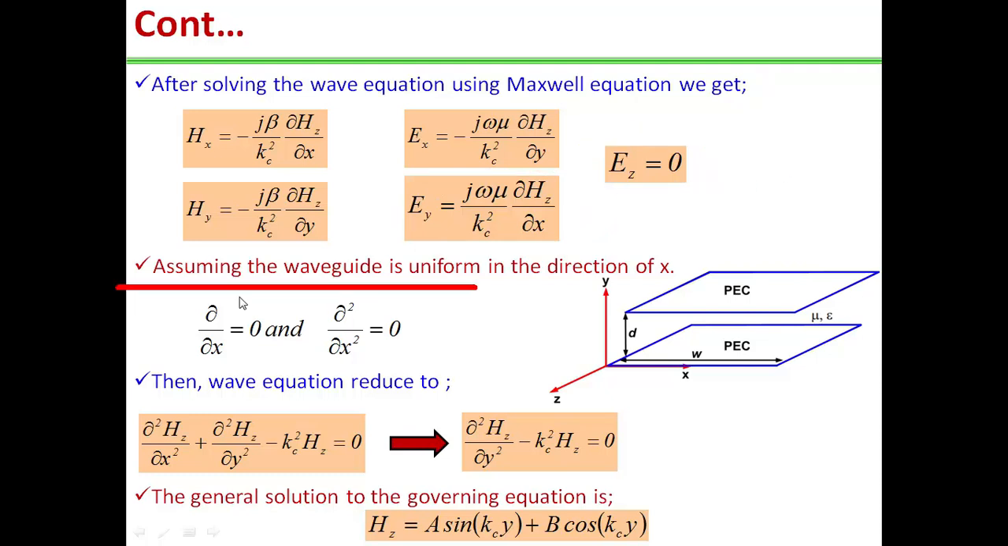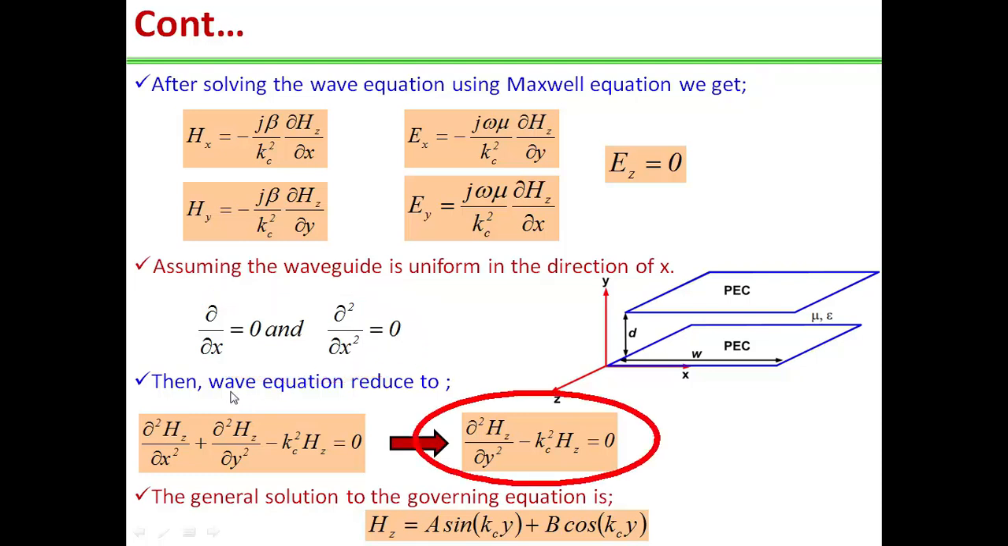propagation. And assuming that the waveguide is uniform in the direction of x, therefore del by del x is equal to 0, and the Laplacian del square by del x square will also be 0.